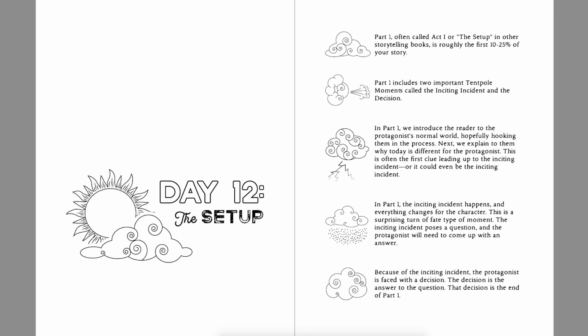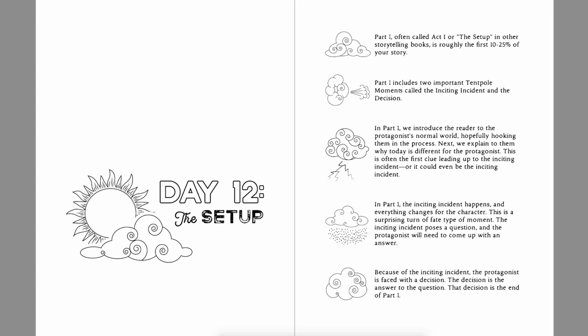If you are not familiar with the setup, we talked about this in a quick and dirty plot. Basically, it's that first section of your story, so I encourage you to do day 11, a quick and dirty plot, because that gives you some background on the entire story. You're going to look at the story from a very high level view and get the tentpole moments, or the mile markers of your story figured out. Now we're doing a deeper dive into that first section of your story.